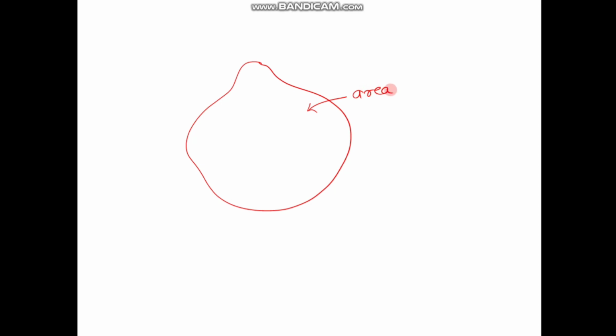So in short, we can define area as the space occupied by a two-dimensional diagram in a plane. Now before this we have studied the area of various geometrical figures. Let's revise that. First of all, the square. So this is the square.